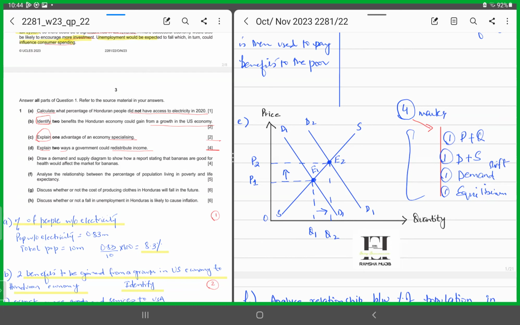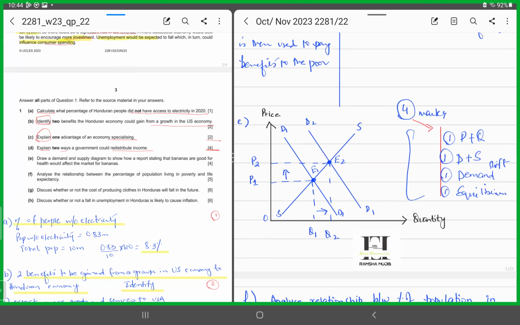All right, so what would happen if there's a report published that says bananas are good for health? Obviously, you'll see a shift in the demand, where the demand will rise, which will cause the demand curve to shift towards the right-hand side. And when the demand curve shifts, there will be a rise in the price. You can see in the diagram that the price has risen from P1 to P2, and the quantity demanded has risen from Q1 to Q2. That's it. They are not asking you for an explanation. You've fulfilled all these 4 requirements. 4 marks straightforward will be awarded to you.